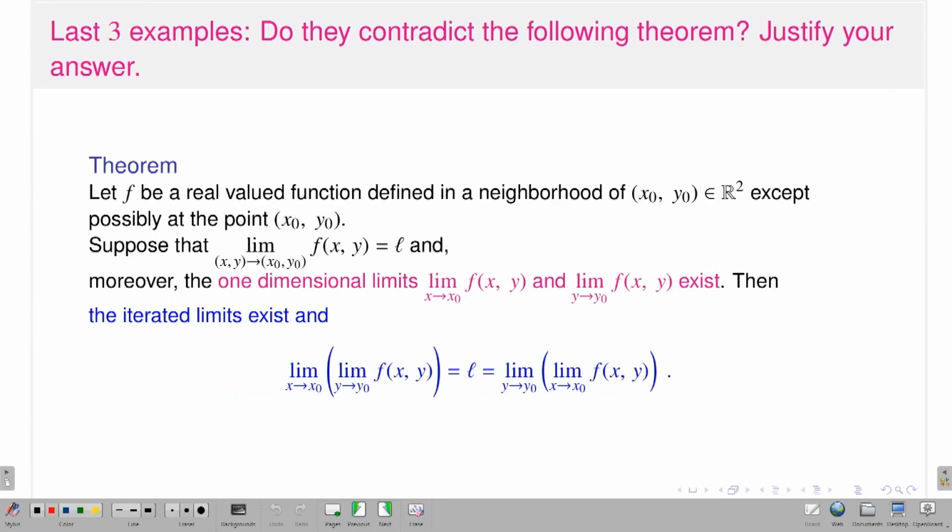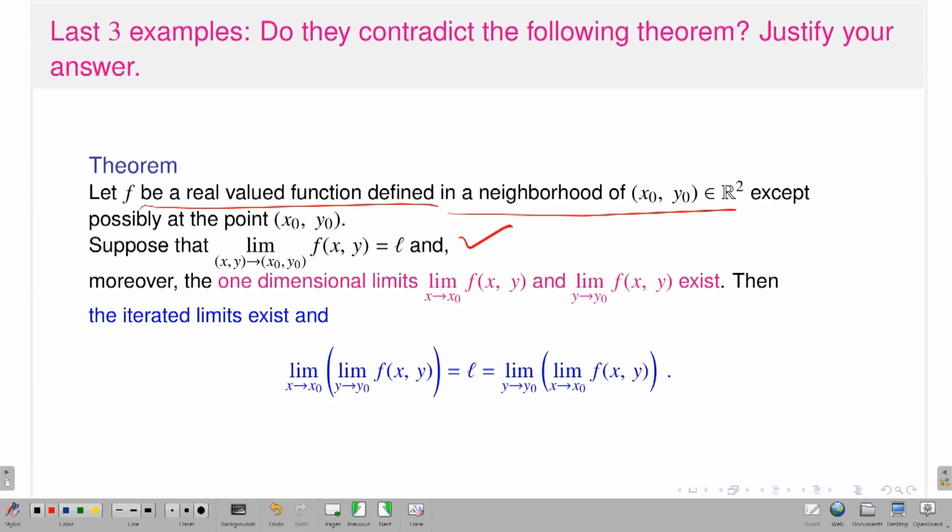So let's see whether these examples contradict the following theorem. Look at the statement of the theorem. Let f be a real valued function defined on a neighborhood of a point (x0, y0) in R2, except possibly at the point itself. Of course, I want to talk about the existence of the limit at (x0, y0). As I already said, it need not be a point in the domain of f. Suppose that the limit as (x, y) approaches (x0, y0) of f of x, y is equal to L.